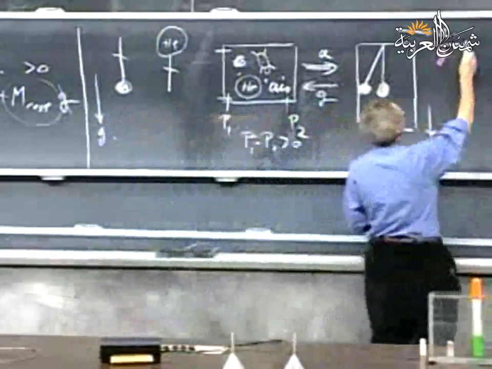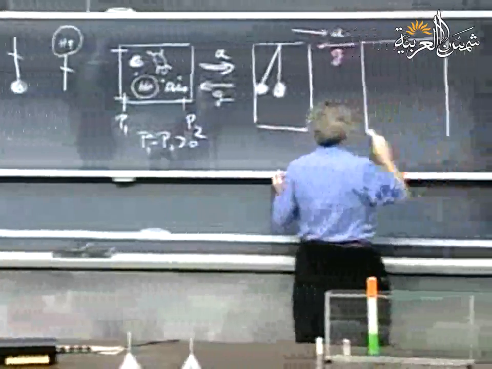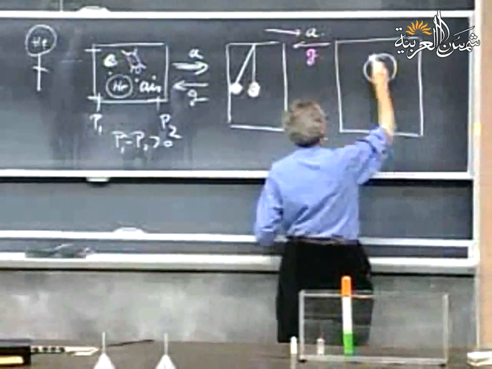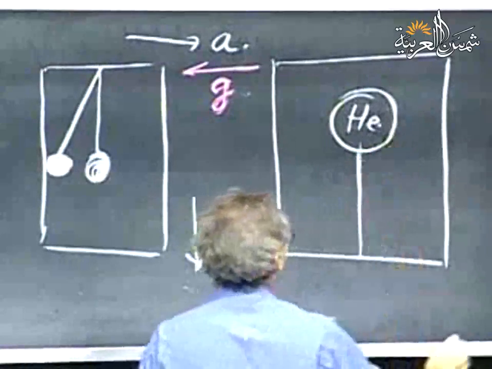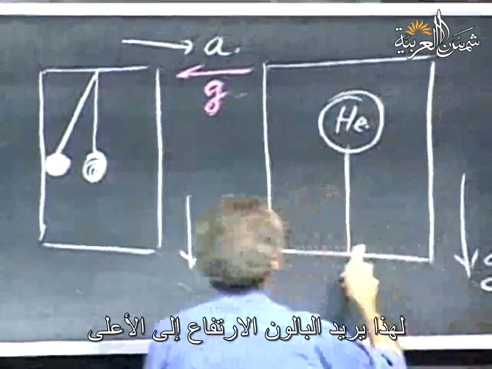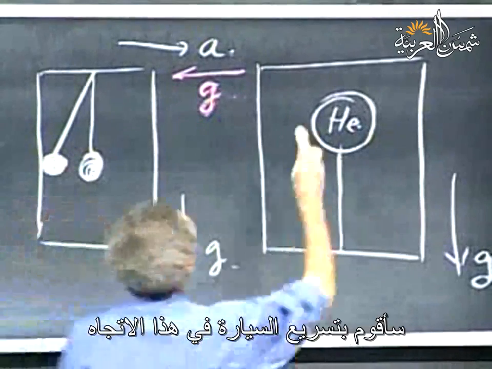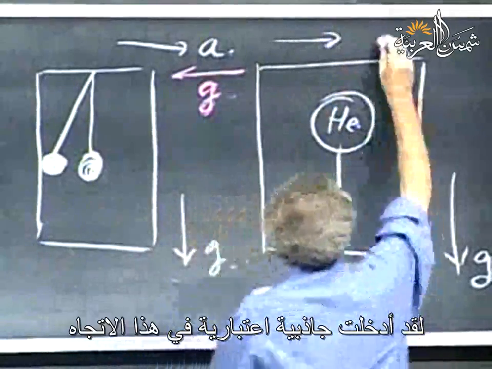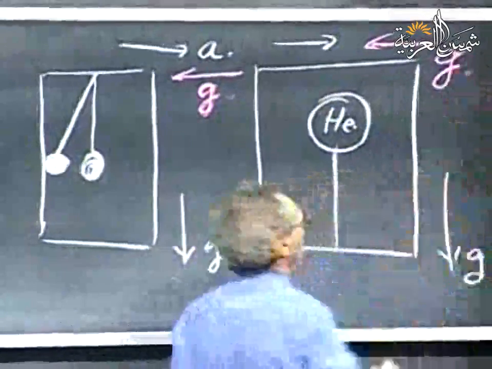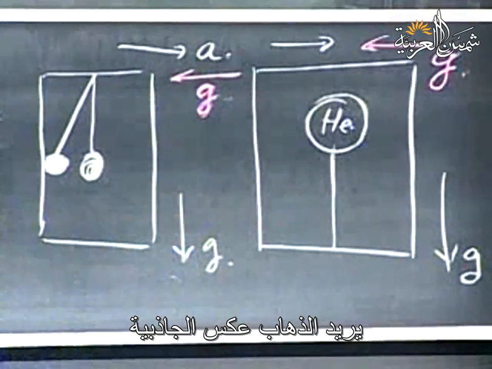Now I have a balloon here. Helium. There's gravity in this direction. That's why the balloon wants to go up. Opposes gravity. I'm going to accelerate the car in this direction. I introduce perceived gravity in this direction. What does the balloon want to do? It wants to go against gravity.